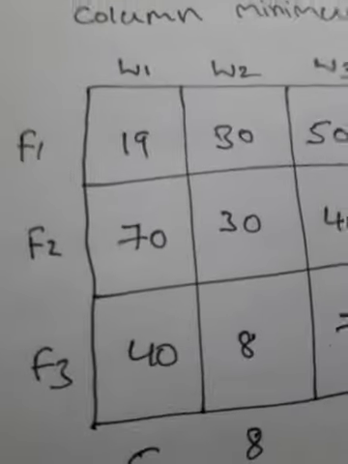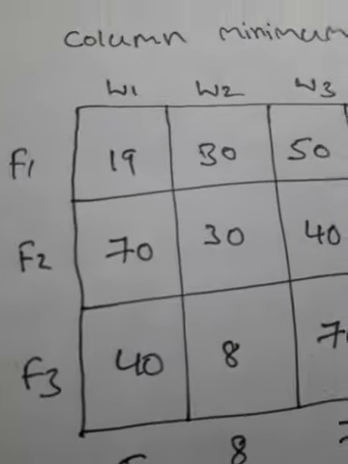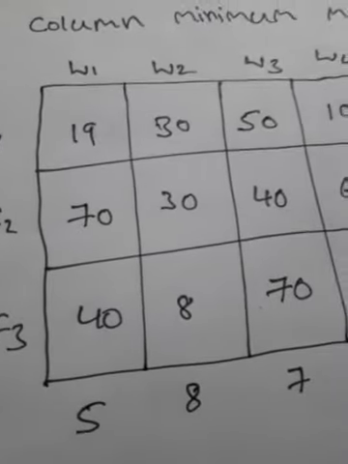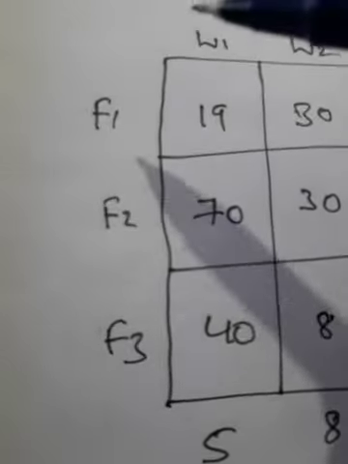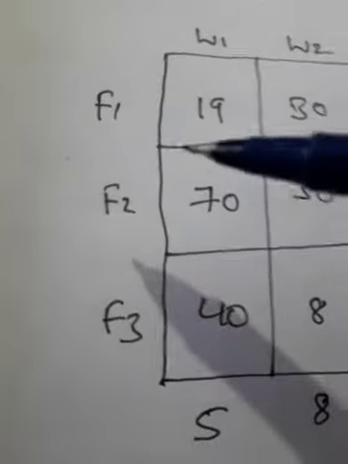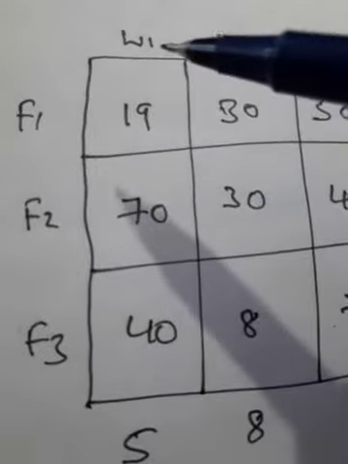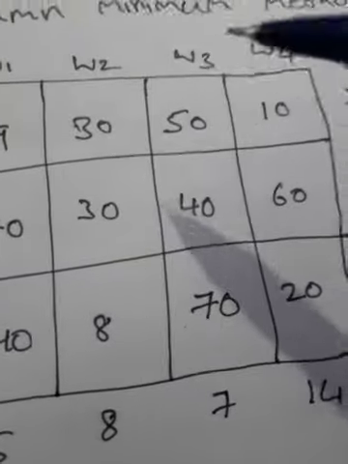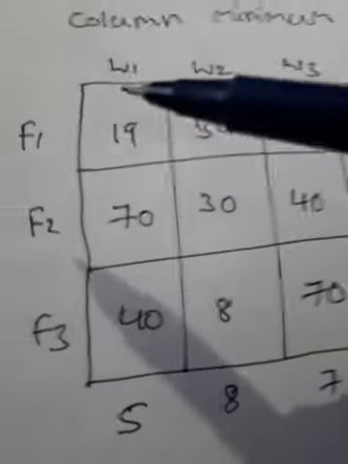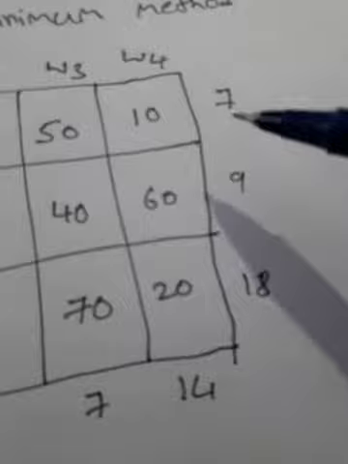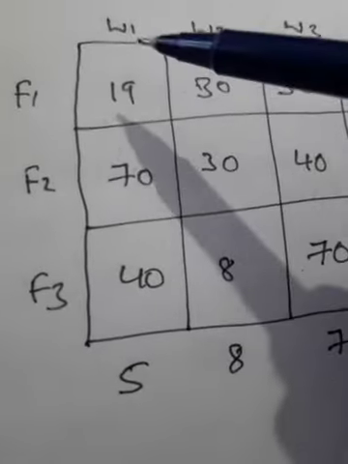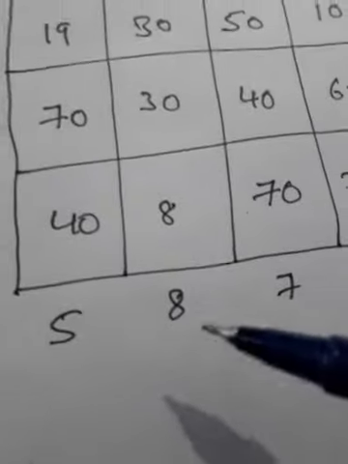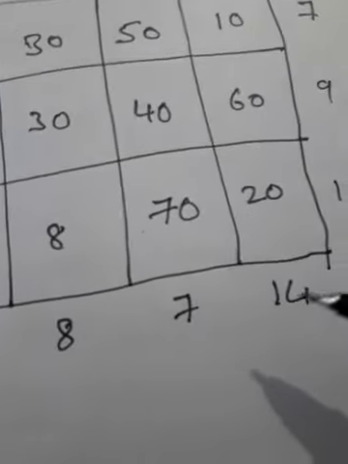As I told you, I am taking the same problem as the example so that we can compare the solution with the previous methods. There are three factories: factory 1, factory 2 and factory 3. Four warehouses: warehouse 1, warehouse 2, warehouse 3, warehouse 4. The factory capacities are represented here: 7, 9, 18. And the warehouse requirements are represented here: 5, 8, 7, 14.